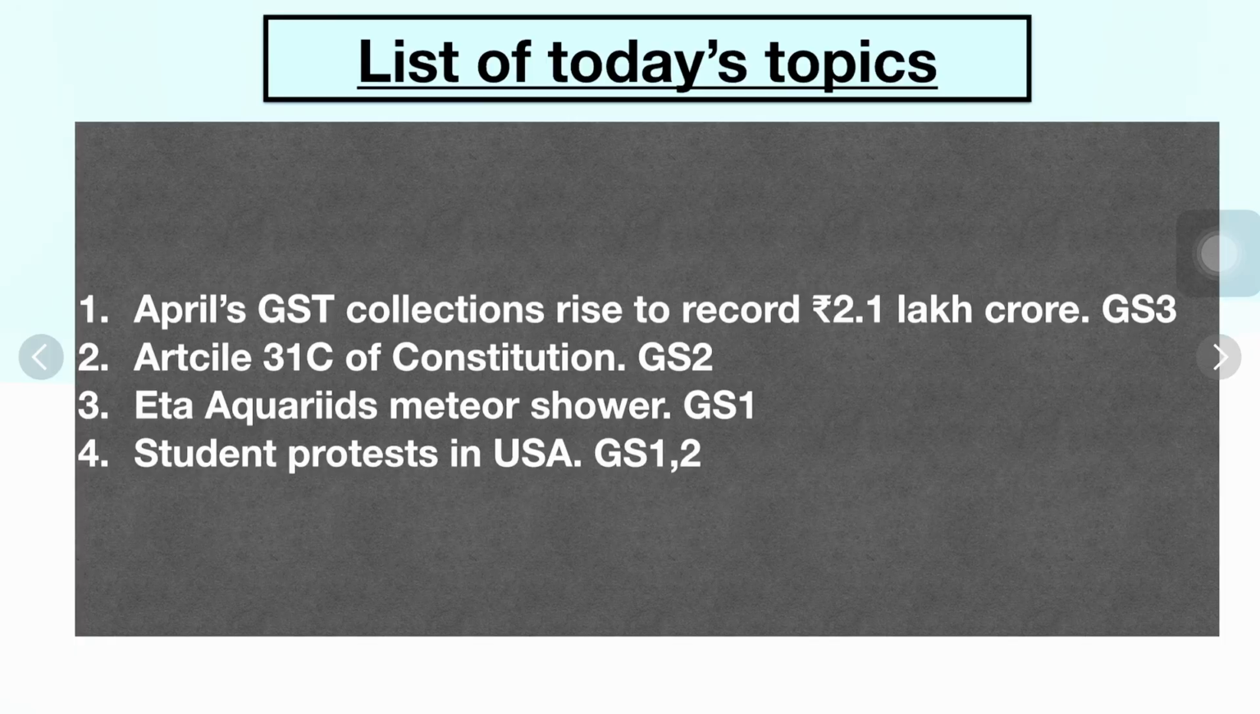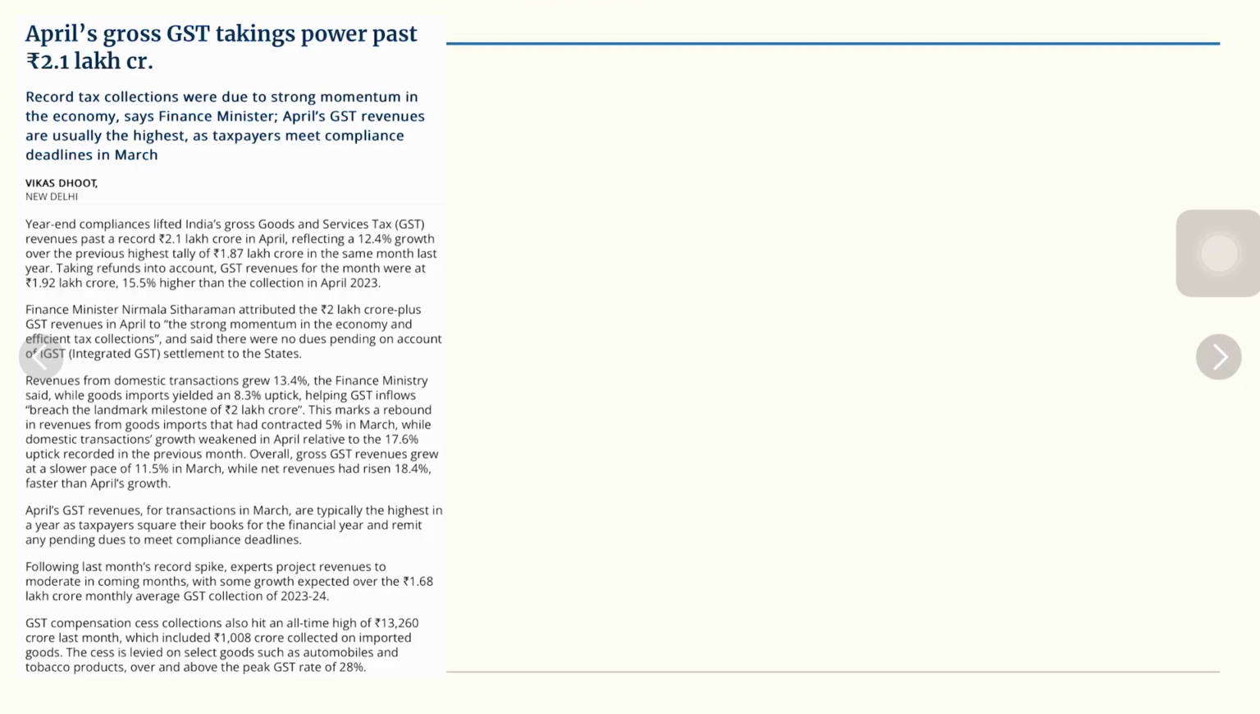So let us start with April GST collections. April GST collections were higher and at a record 2.1 lakh crore rupees. After accounting the kind of refunds that we provide on the indirect taxes, the collection was 1.92 lakh crore. So the total collection was 2.1, while the collection was 1.92 after accounting the refunds.